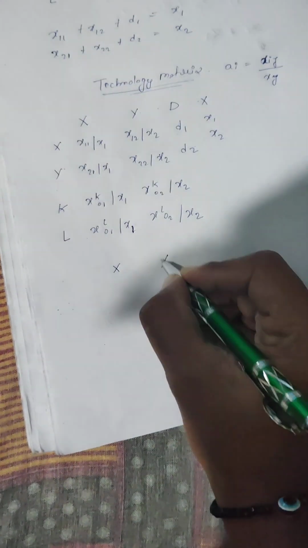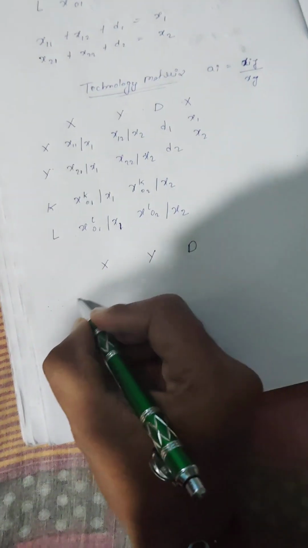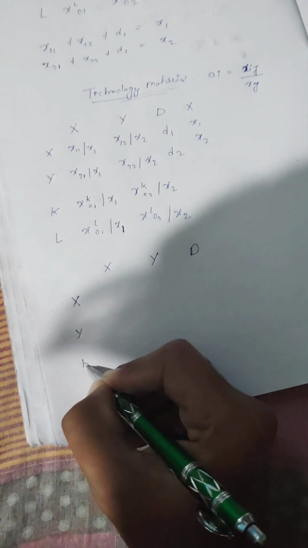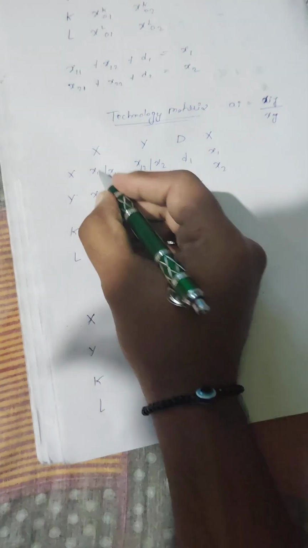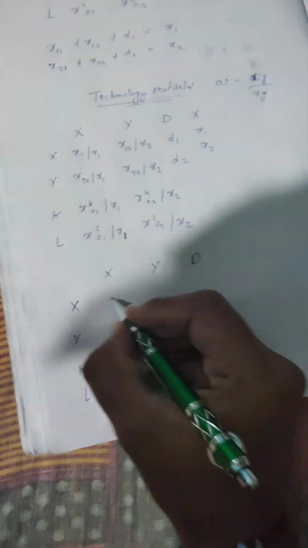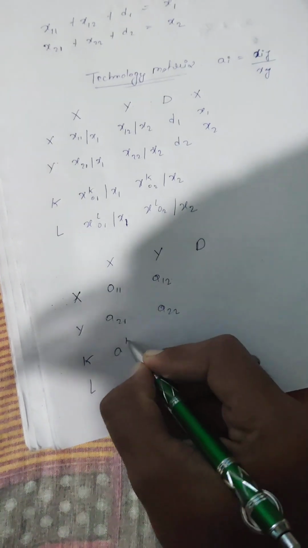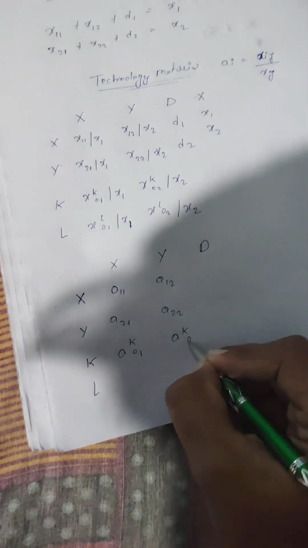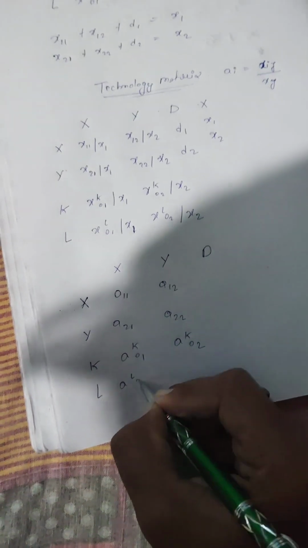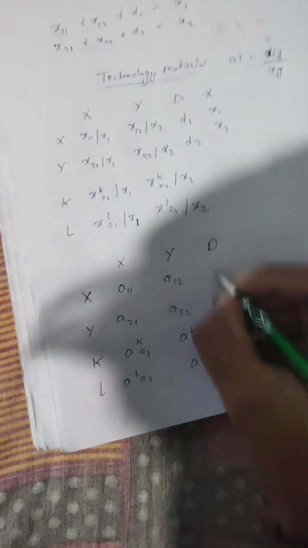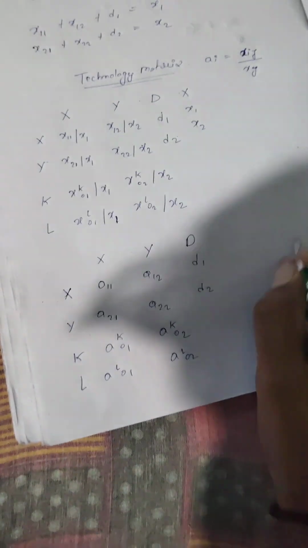Now X, Y, D, X, Y, K and L. X11 divided by X1 is A11. Similarly, this is A12. X21 divided by X1 is A21. X22 divided by X2 is A22. This is AK01, AK02, AL01, AL02. Final demand D1, D2.